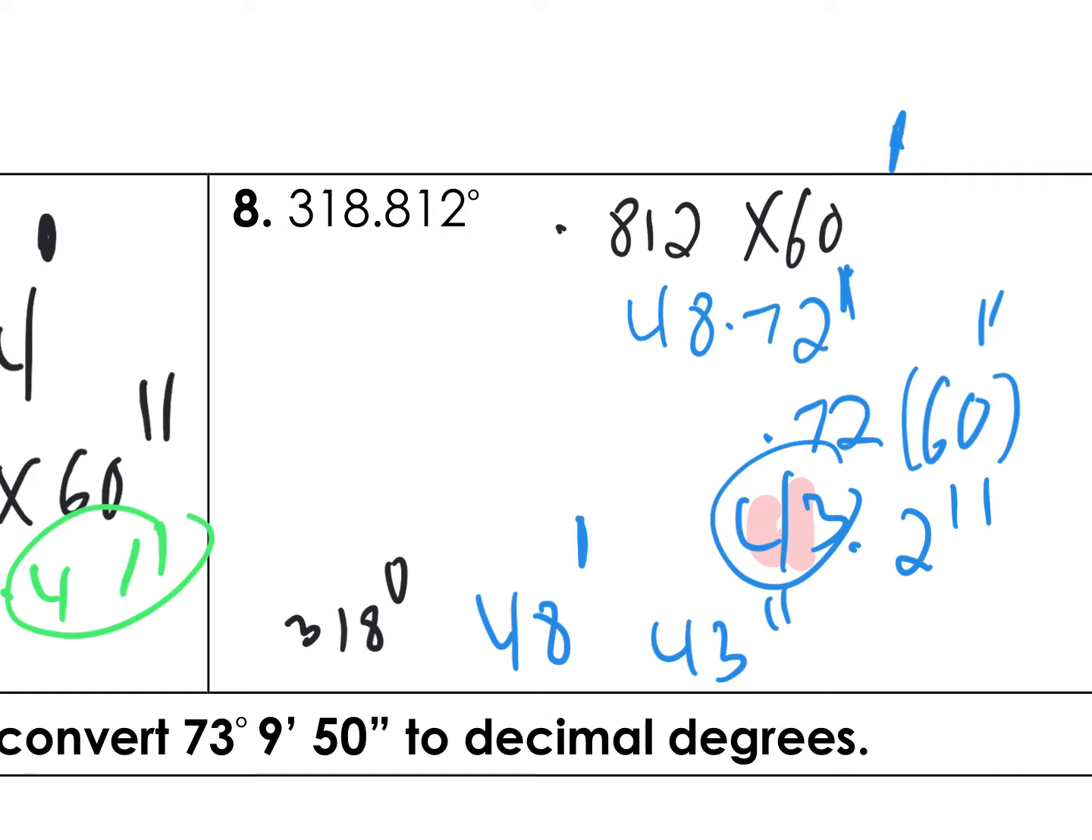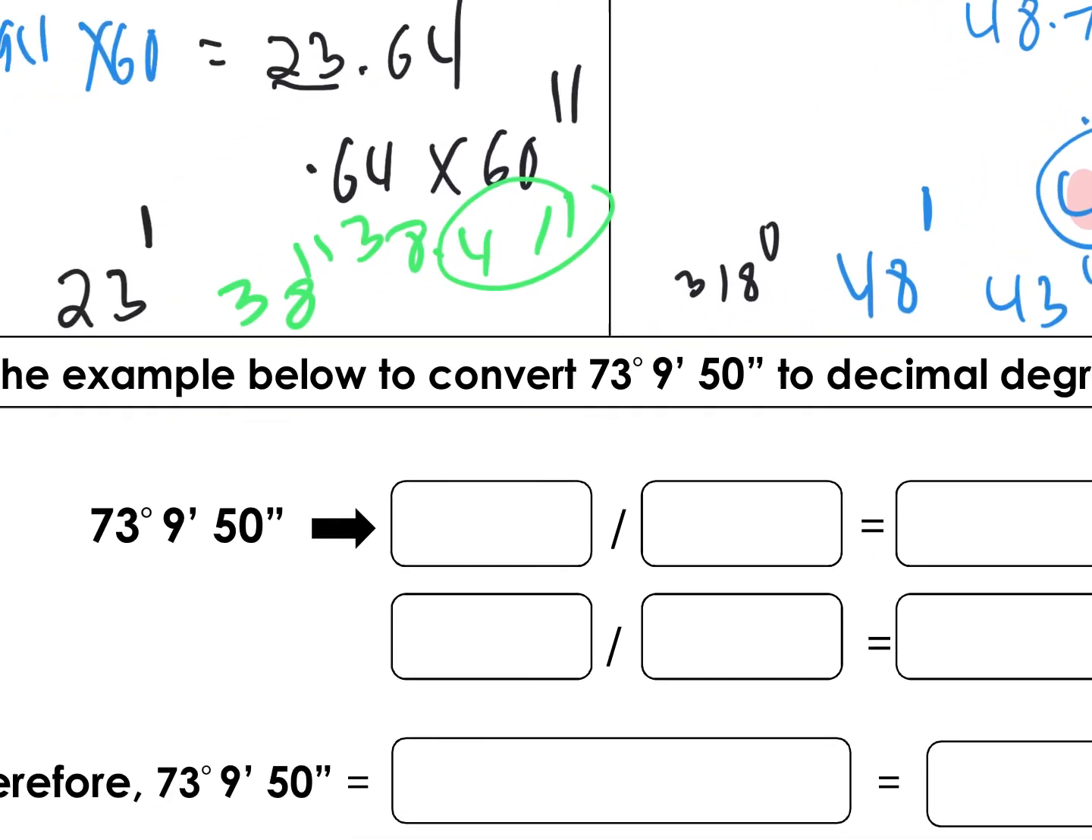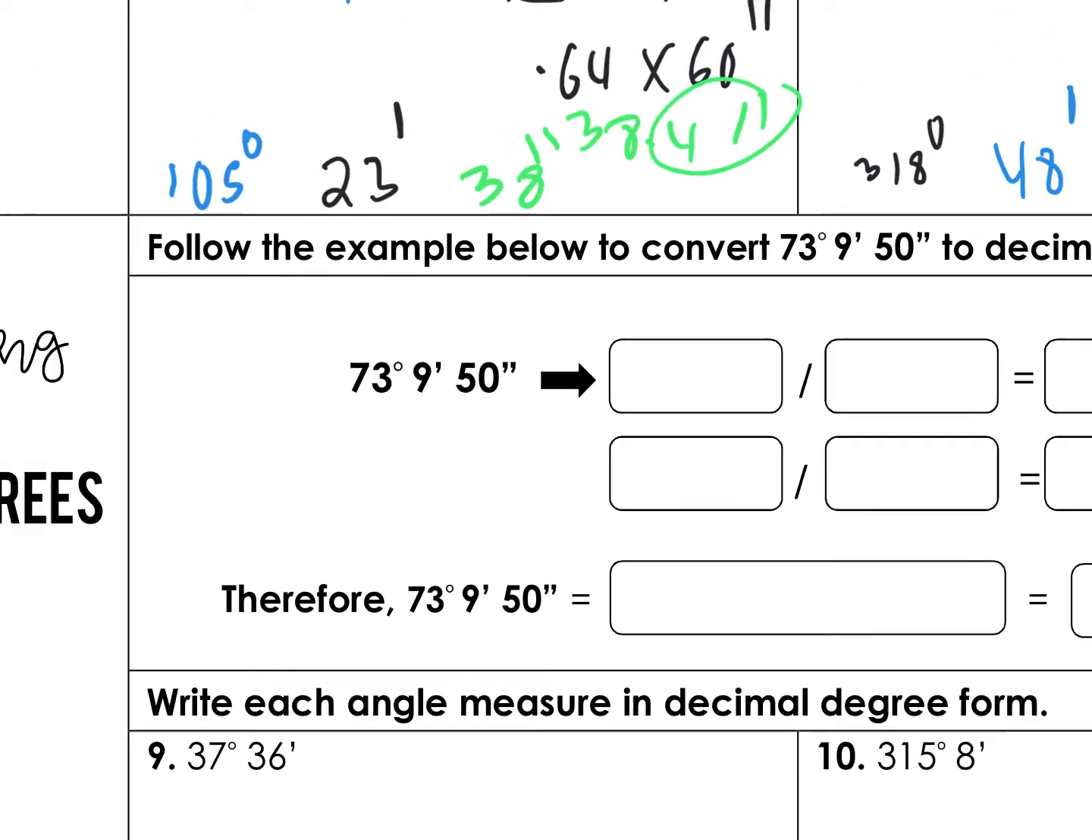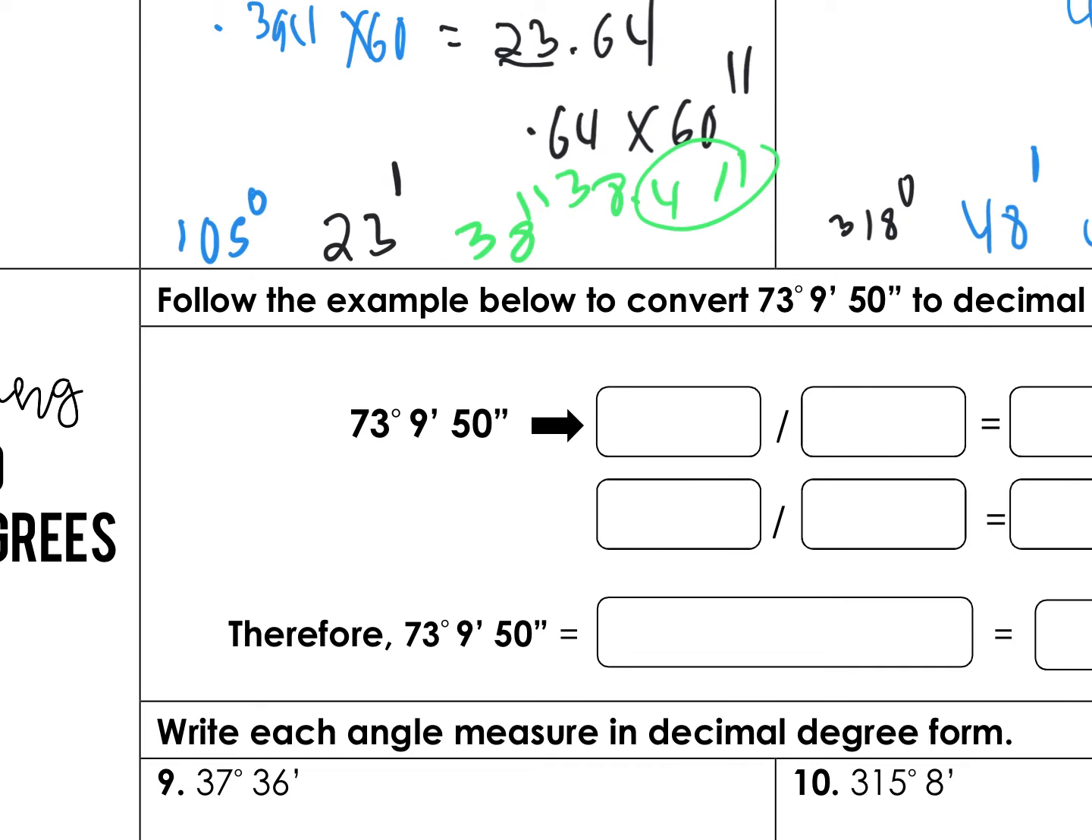Okay, let's see what's next. Now we're going to go the other way. We're going to convert the degrees, minutes, and seconds into a decimal degree. So instead of multiplying pieces by 60, I'll be dividing by 60.